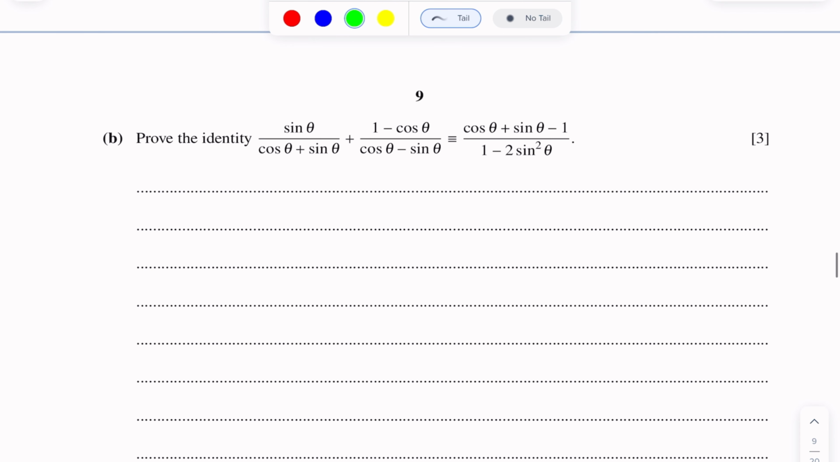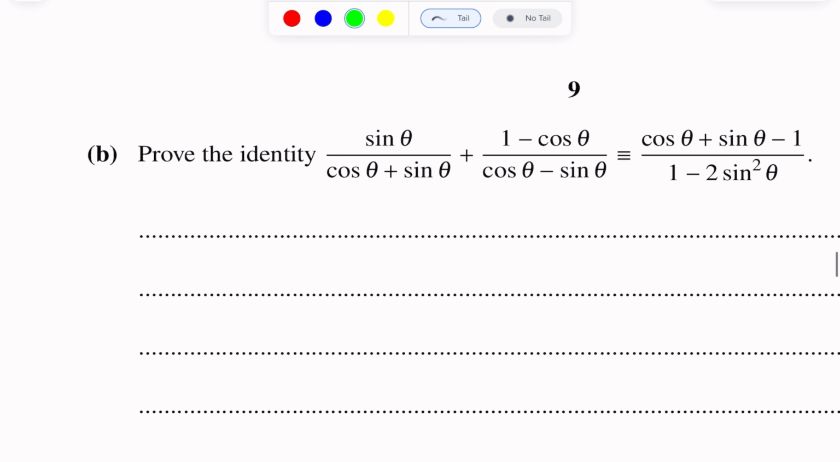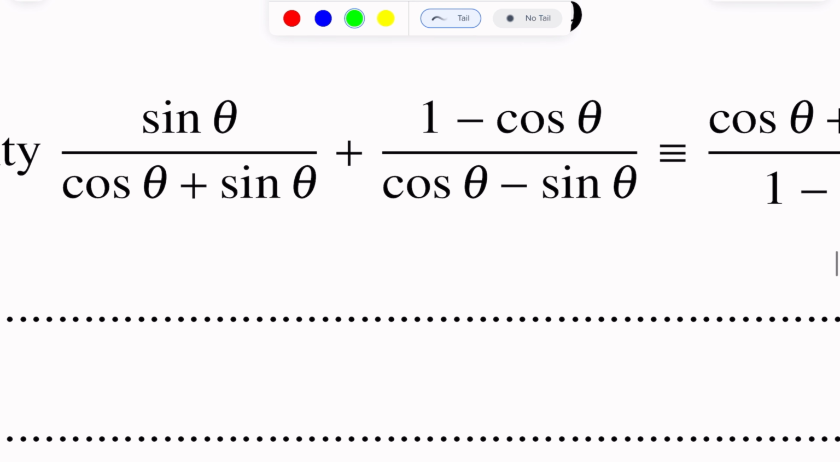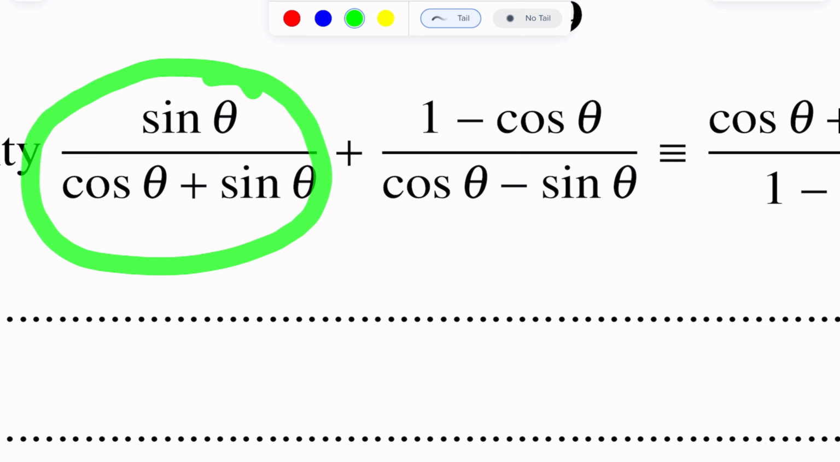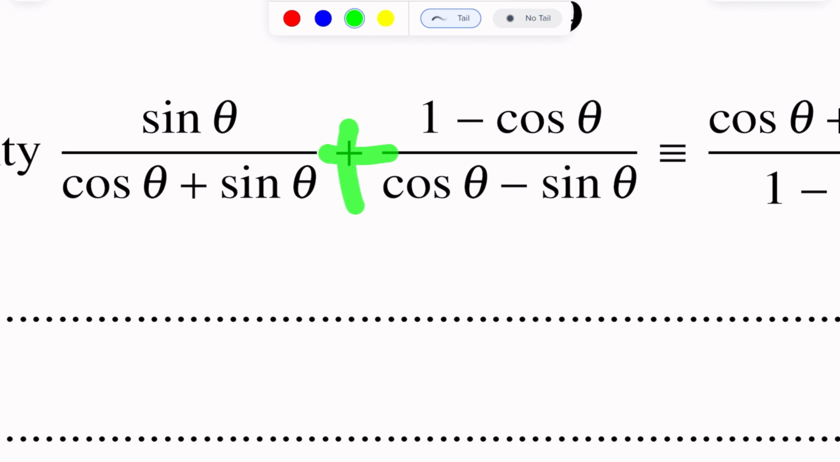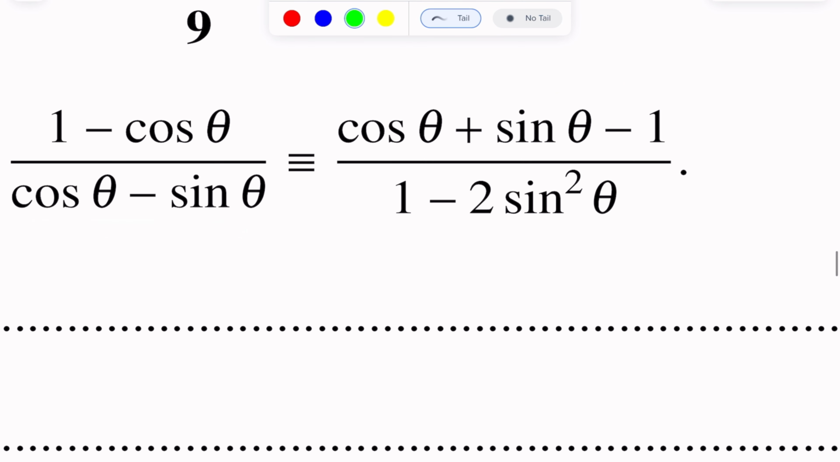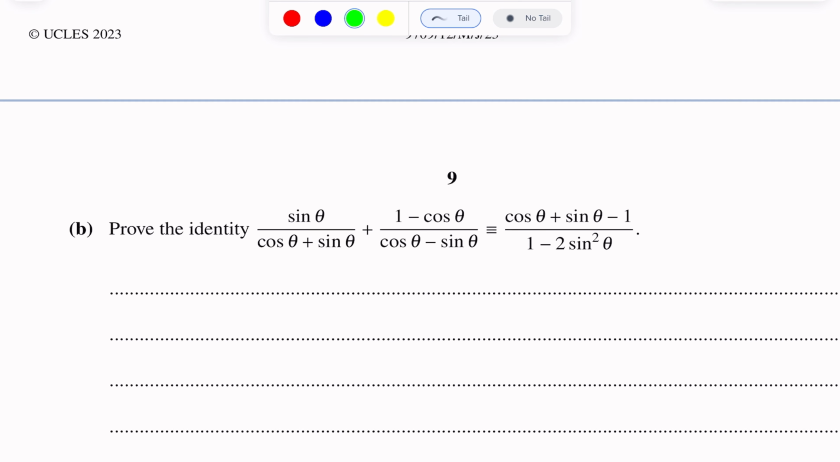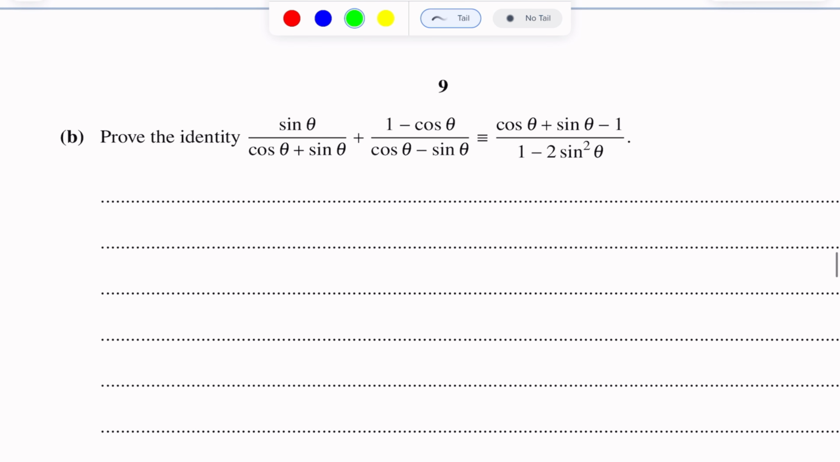Next part of this question is part B. Prove the identity sin theta over (cos theta plus sin theta) plus (1 minus cos theta) over (cos theta minus sin theta) is identically equal to (cos theta plus sin theta minus 1) over (1 minus 2 sin square theta). We have to prove this identity. So first of all, we will take the left hand side.